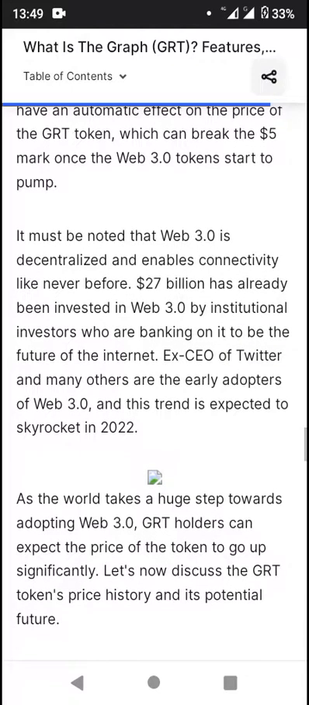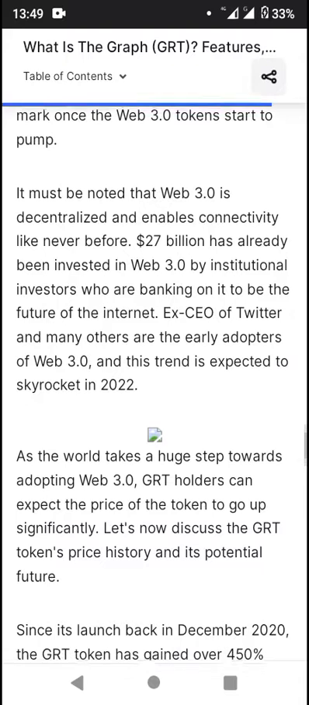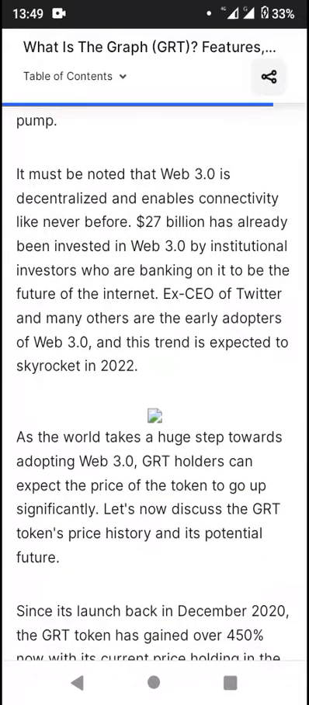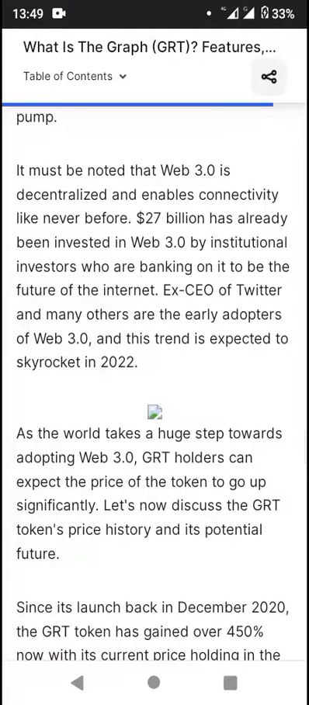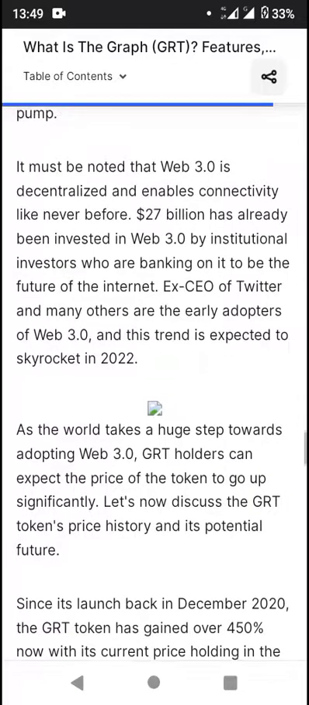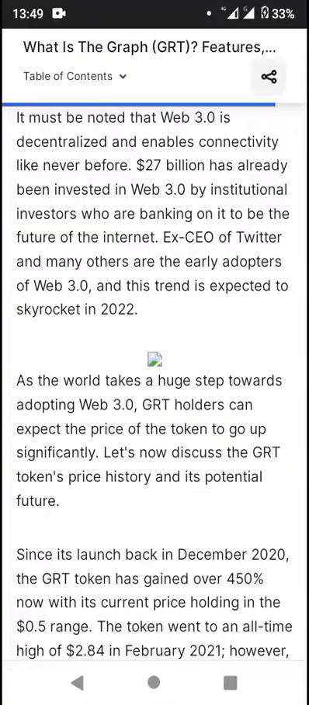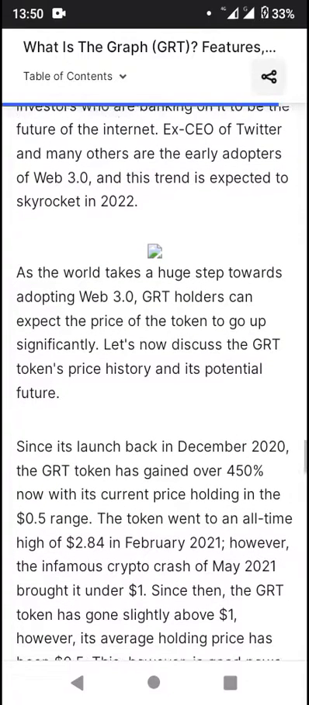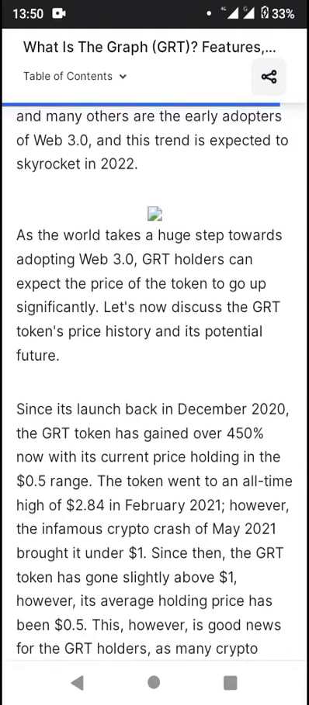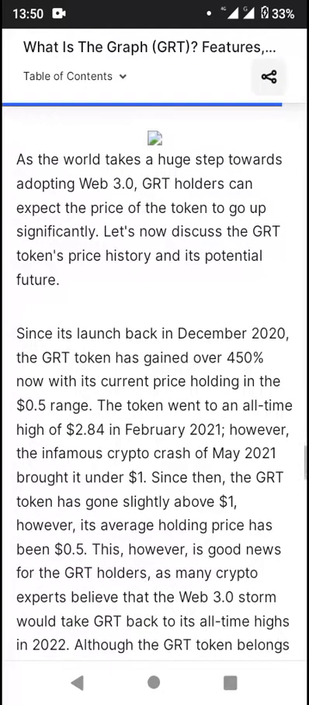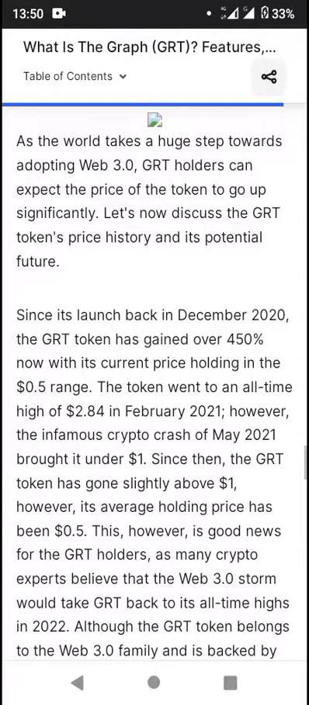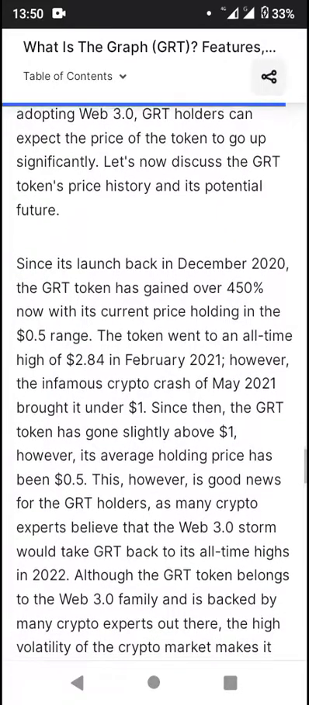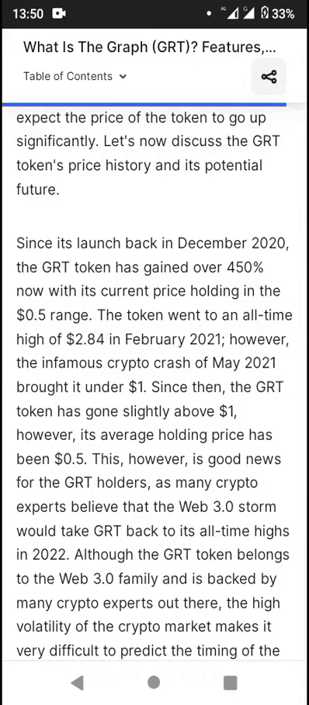It must be noted that Web 3.0 is decentralized and enables connectivity like never before. $27 billion has already been invested in Web 3.0 by institutional investors who are banking on it to be the future of the internet. The ex-CEO of Twitter and many others are early adopters of Web 3.0, and this trend is expected to skyrocket in 2022. As the world takes a huge step towards adopting Web 3.0, GRT holders can expect the price of the token to go up significantly.